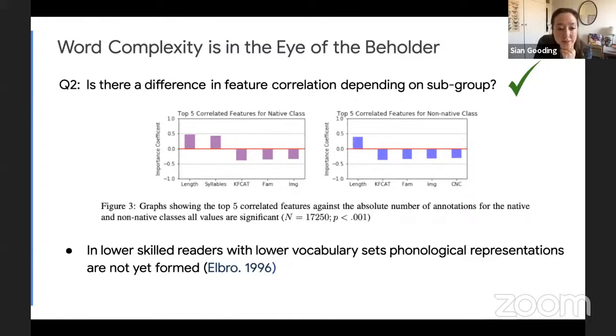We were thinking part of the reason for this is that when you look into the research on how people process when they read, lower skill readers with lower vocabulary sets tend to have phonological representations that aren't yet formed. So there's something about the way that a native speaker is reading this, maybe out loud in their head, that means they're taking into consideration the syllables more than a non-native speaker. That was another interesting finding. To conclude that question, a lot of these are quite similar, but syllables was one that came out as a bit different between these two classes.